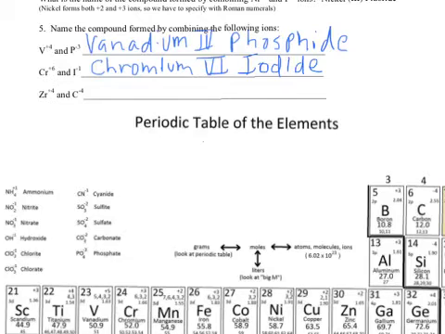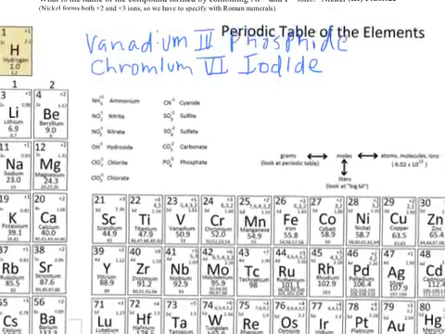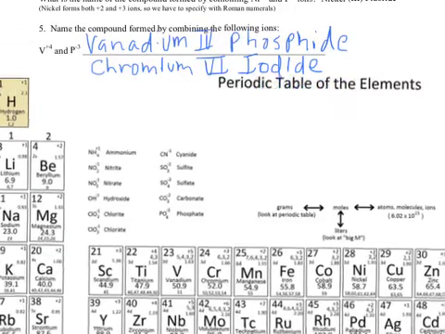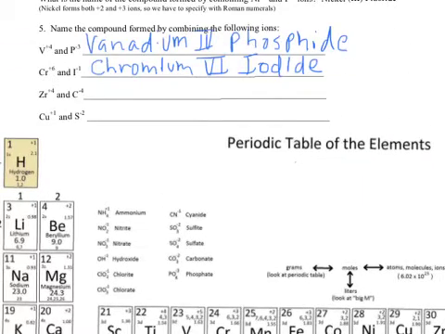Zirconium and carbon. Let's find zirconium here. You'll notice with zirconium, it's always plus 4. It's only plus 4. I don't need to use a Roman numeral if there's nothing else to confuse it with. So in this case, I'm just going to say zirconium, and carbon is going to change the name to carbide.